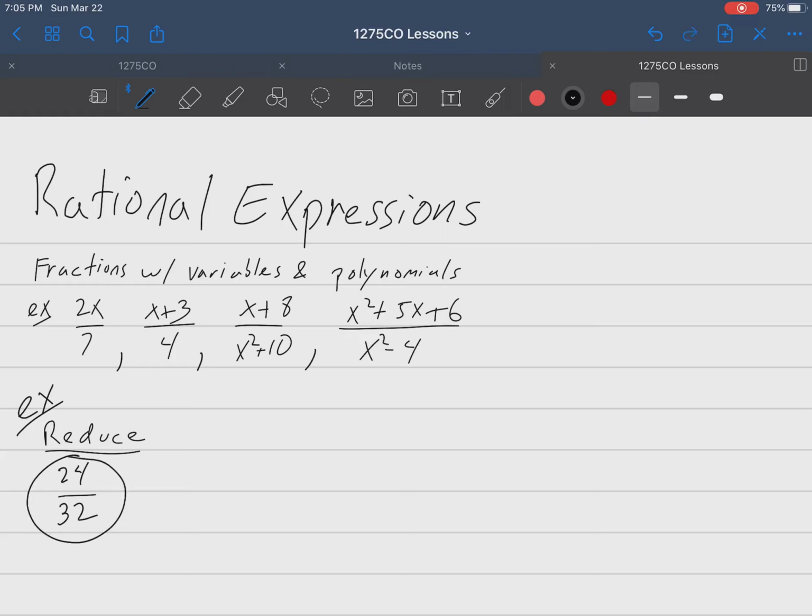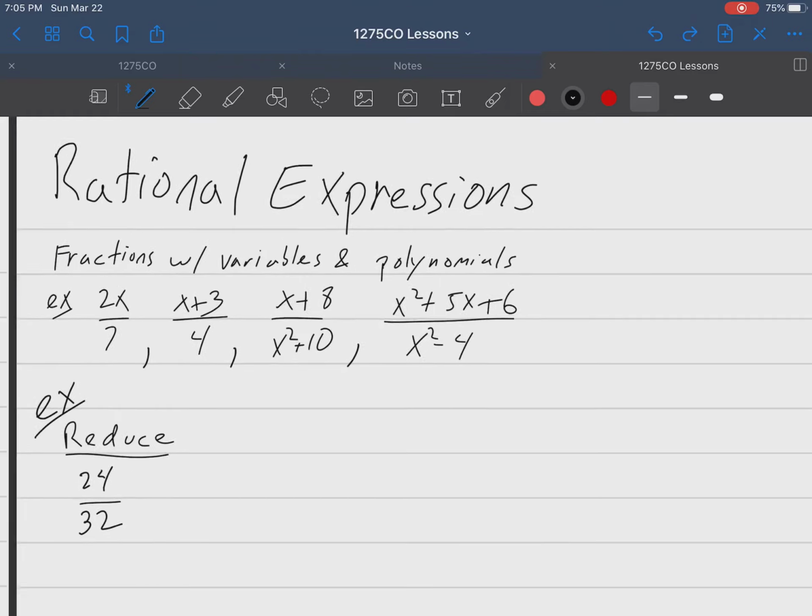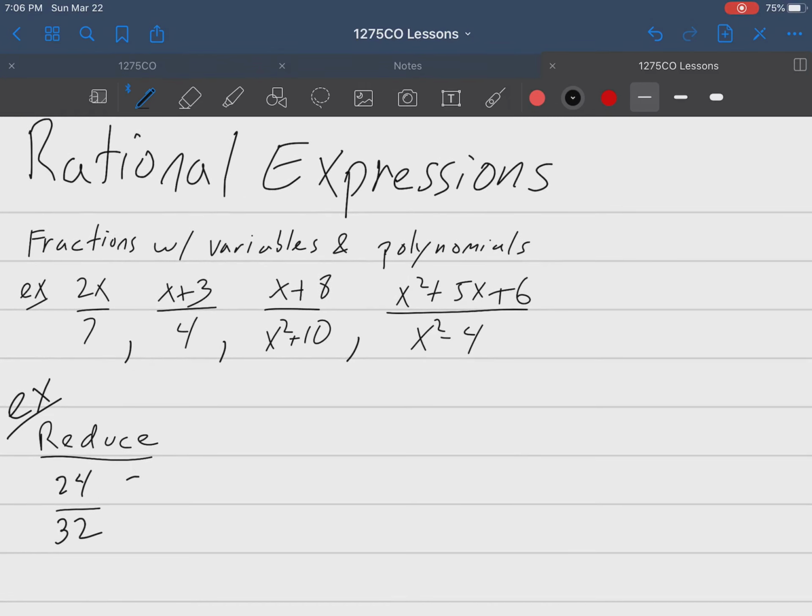Now, a traditional fraction, for example, is something like 24 over 32. Remember how you reduce a regular fraction. 24 and 32 are both divisible by a couple of numbers: 2, 4, they're divisible by 8, which is going to be the largest common divisor, largest common factor. So 24 over 32 reduces to 3 over 4.